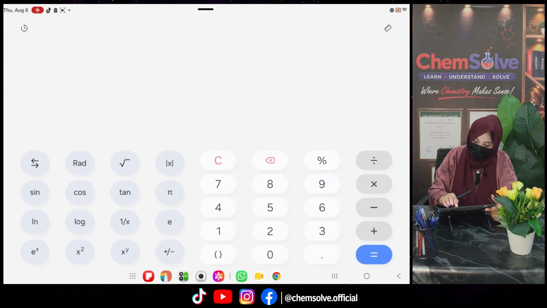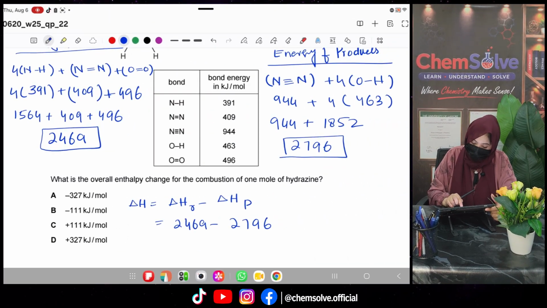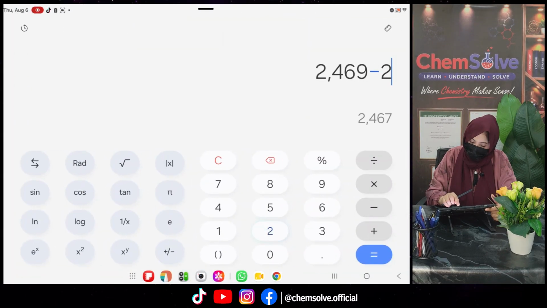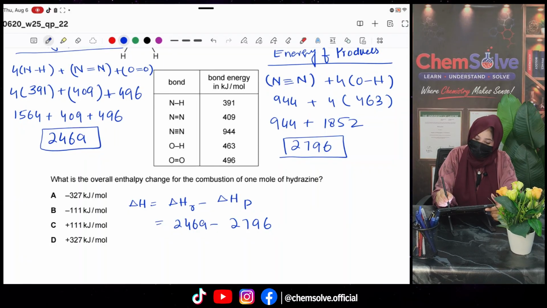So I will write 2469 minus 2796. This is minus 327. So the correct option, after a very long calculation, is minus 327.